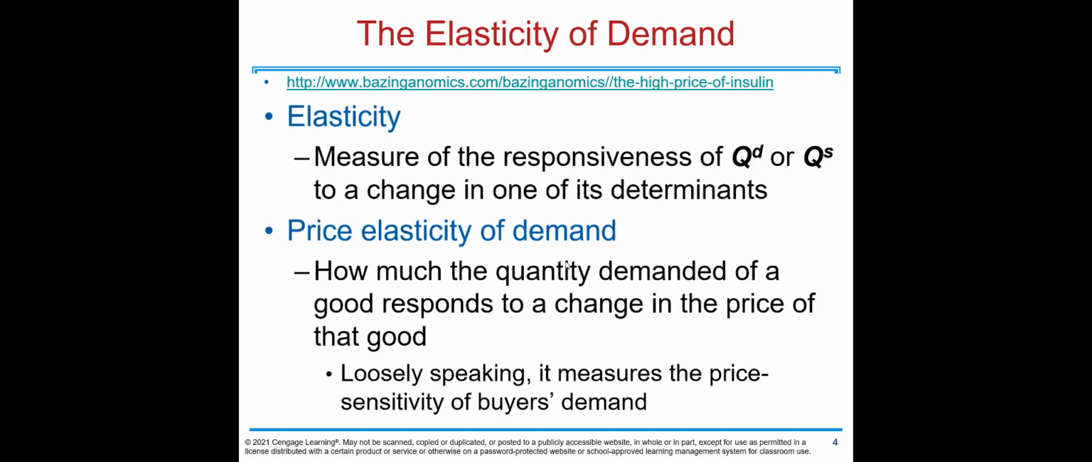What is elasticity? Elasticity is the measure of the responsiveness of quantity demanded or quantity supplied to a change in one of its determinants. So we want to know how responsive quantity demanded or quantity supplied is to one of its determinants. The most important one that we learned in this class is the price elasticity of demand. What is price elasticity of demand? How much the quantity demanded of a good responds to a change in the price of that good. Loosely speaking, it measures the price sensitivity of buyers' demand.